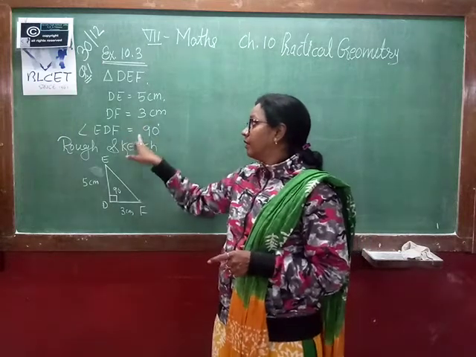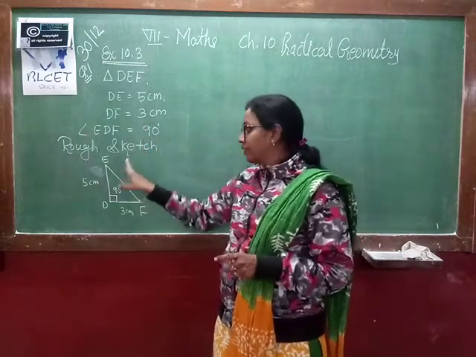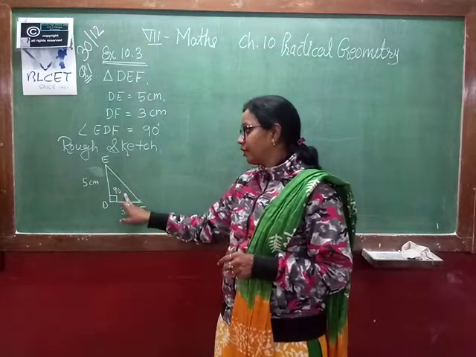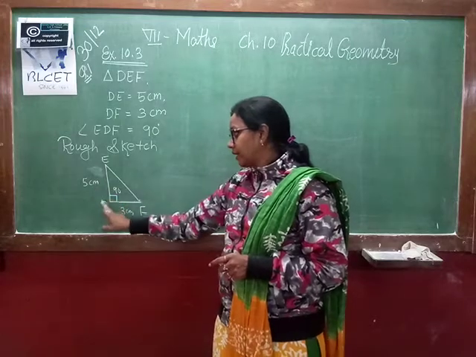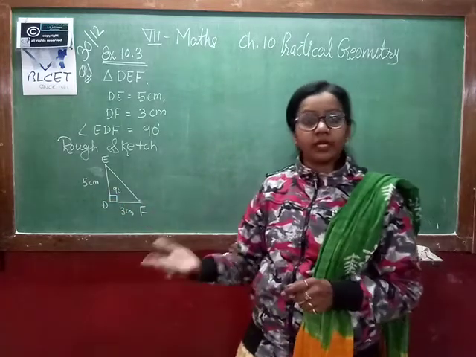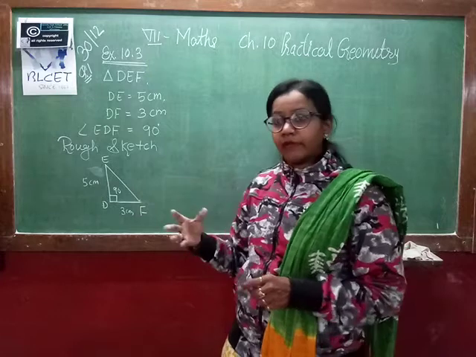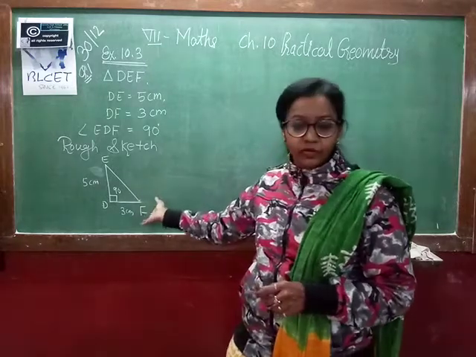So from this information we will first draw the rough sketch. This is your rough sketch where D is 90 degrees, DE is 5 cm and DF is 3 cm. After construction, your triangle will look like this, whatever rough sketch we did.